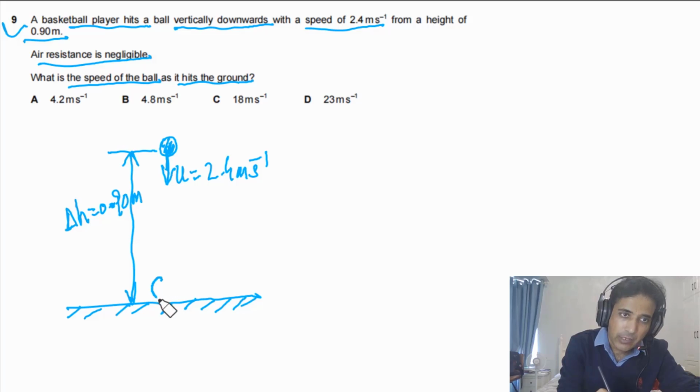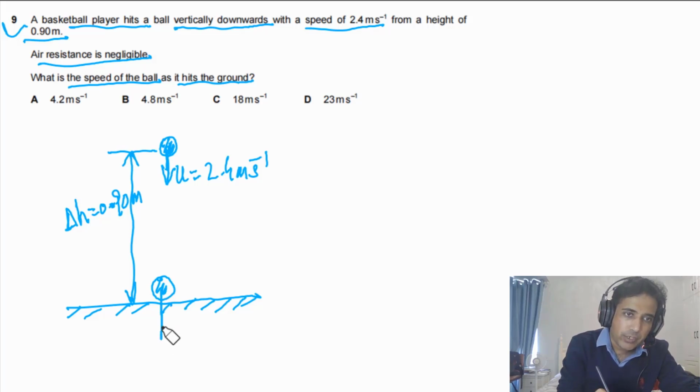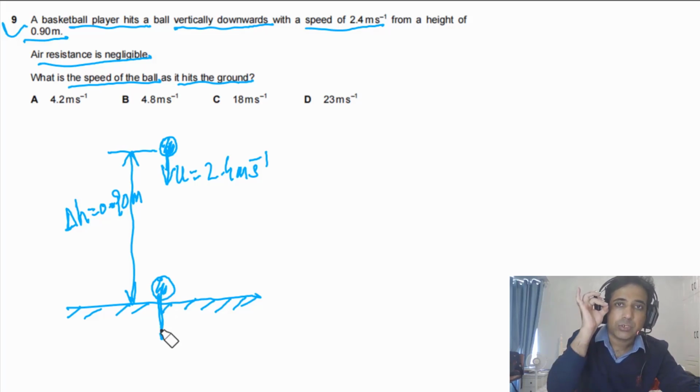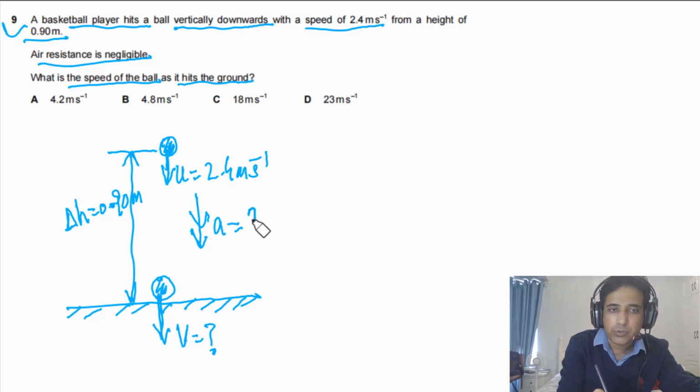We need to find out the speed of the ball when it just hits this point, or you can say at that instant it hits, what is the speed? That value of v we need to find out. So this is the question. Now in this case, as there is no air resistance, the acceleration has to be equal to g.